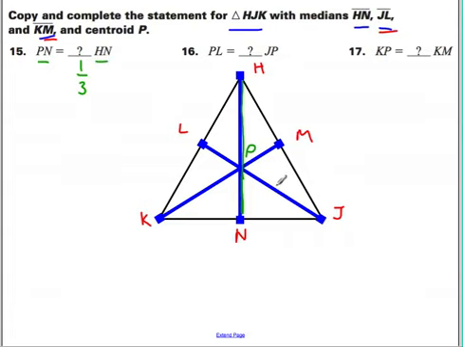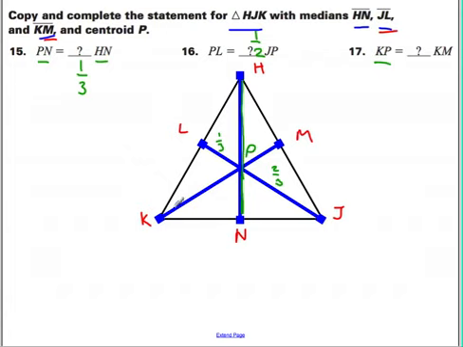PL now. PL is this little part here. Related to JP, it's actually going to be 1/2 of JP. So this is 1/3 of the whole thing. This is 2/3 of the whole thing. 1/3 divided by 2/3 gives us this 1/2. Pretty sweet deal.